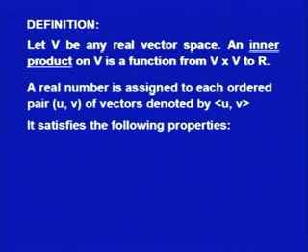To define inner product, let us consider V to be any real vector space. An inner product on V is a function from V cross V to R. That means a real number is assigned to each ordered pair u, v of vectors, denoted by u comma v. So, this is the notation we use for the inner product of u and v, provided it satisfies the following properties.